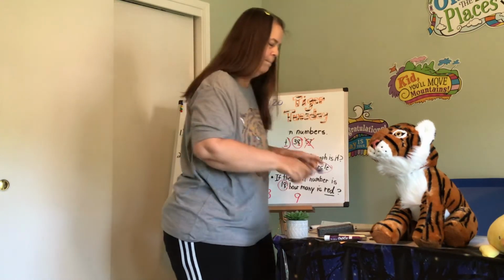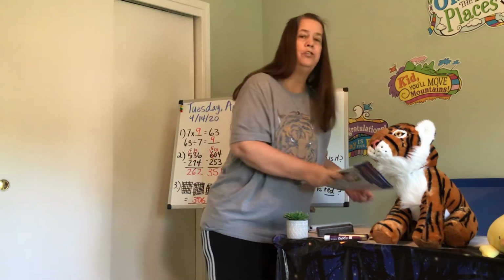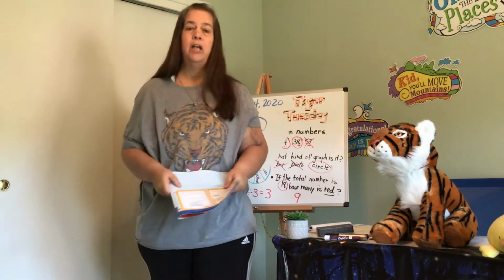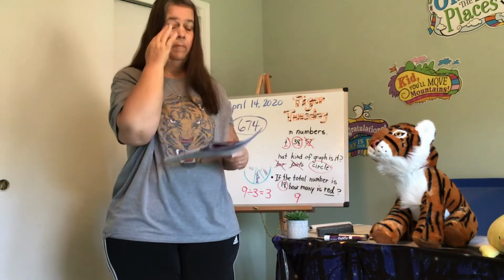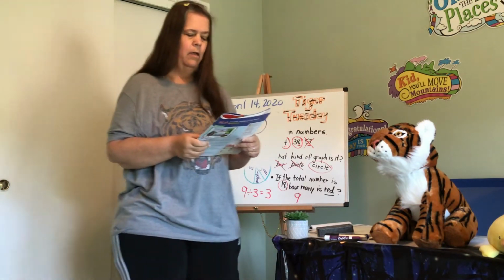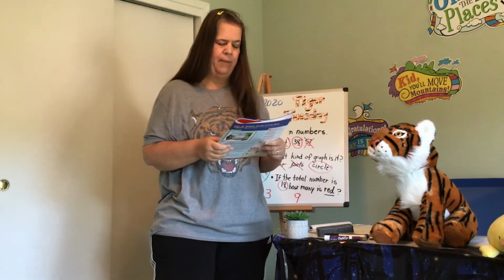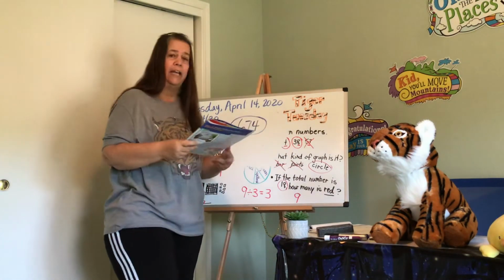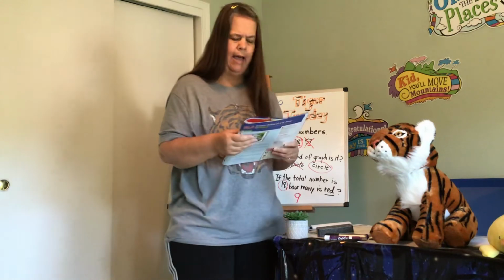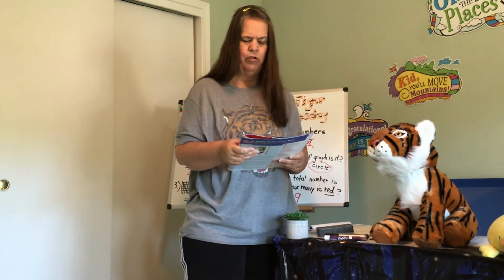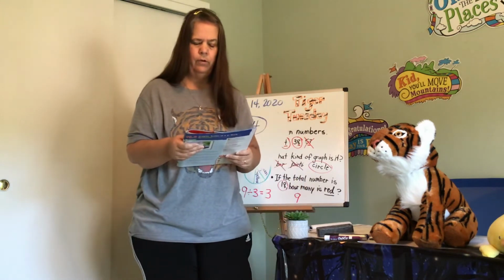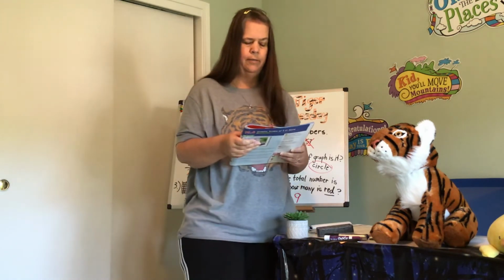Okay, go ahead and pause the video and do this, and then we'll check it together. Pause the video now. Okay, we're back. Let's check it. Page 674, checking together. We have a bar graph of how we go to school, and each smiley stands for one child. So let's look at our questions.